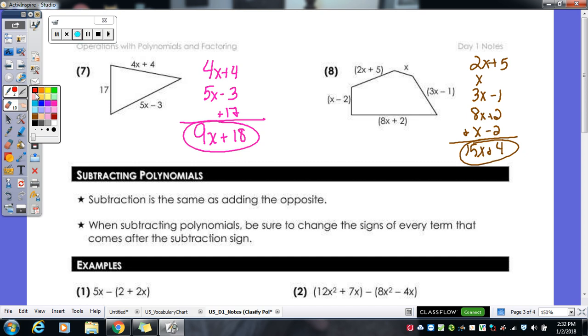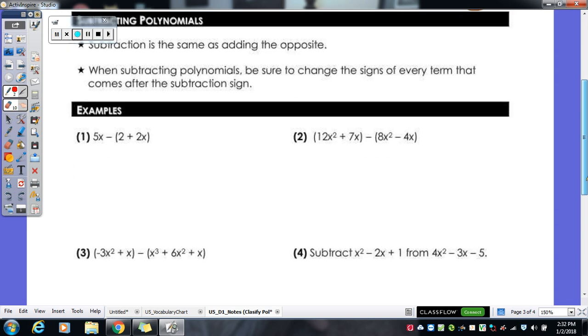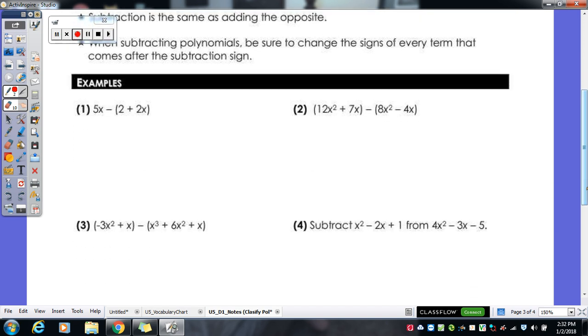So the last thing for our notes today is we're going to be doing subtracting of polynomials, which is actually very similar to addition. You just have one extra step you need to do. So if we look at example number 1, we have 5x minus, and then parentheses, 2 plus 2x. What you need to do with your subtraction is anything in the parentheses after the subtraction sign, you need to change the sign of. So this would become negative, and then that one would also become negative. The subtraction sign changes those values.